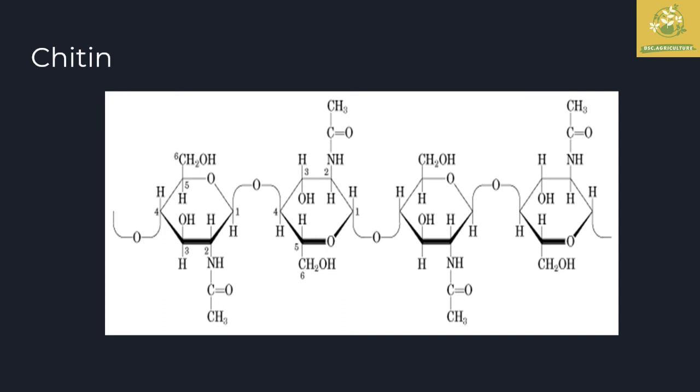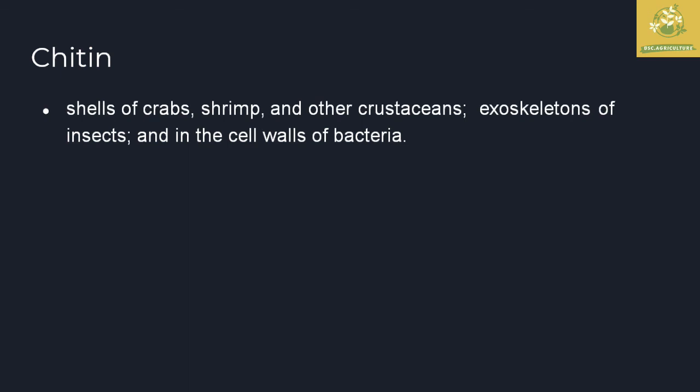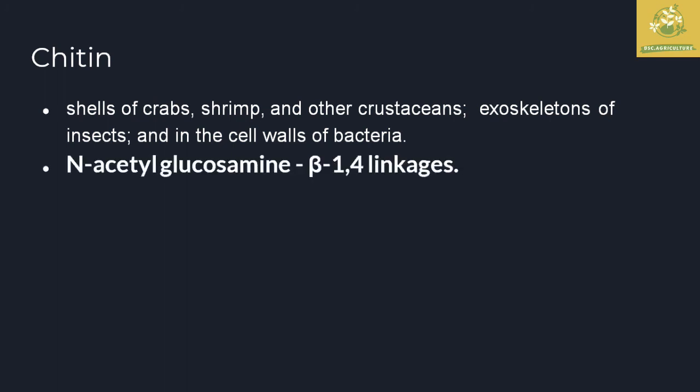The next we are going to see is chitin. Chitin is the cell wall of insects, or of bacteria, and is even found in the shells of crabs, shrimps and other crustaceans. The bond present in chitin is N-acetyl glucosamine, which is a beta 1,4 linkage between different monosaccharides.